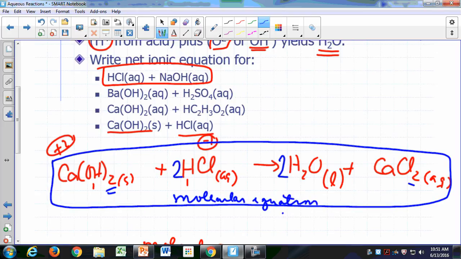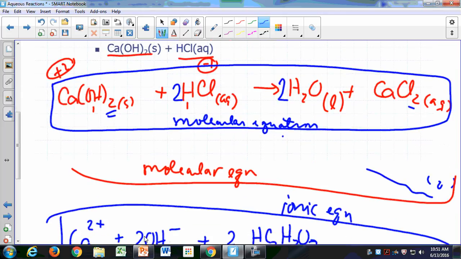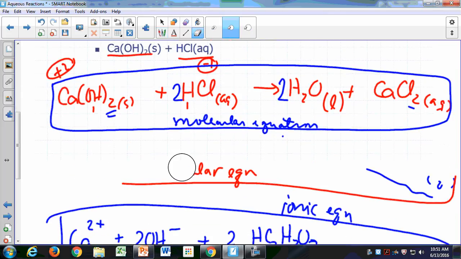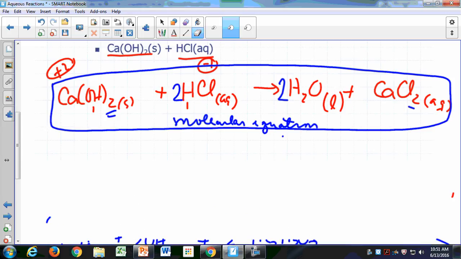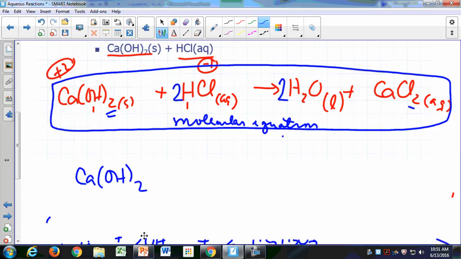Acid plus base gives you salt and water. Your salt in this case is calcium chloride. To get the ionic equation, you'd say, okay, this is calcium hydroxide solid, so I cannot split that up into ions because it's not an aqueous solution. HCl is a strong electrolyte. In aqueous solution, it has to be split up, so I have 2H plus 2 chlorides.